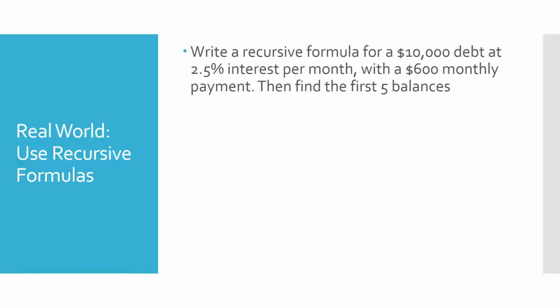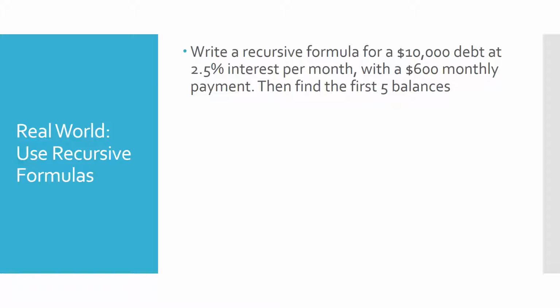And so here's what we're asked to do. Write a recursive formula for a $10,000 debt at 2.5% interest per month with a $600 monthly payment, and then find the first 5 balances. All right, so this guy borrows $10,000. He's paying 2.5% interest per month. That actually comes to 30% per year, so this is quite an interest rate. It makes a monthly payment of $600 a month, and then we're asked to find the first 5 monthly balances.